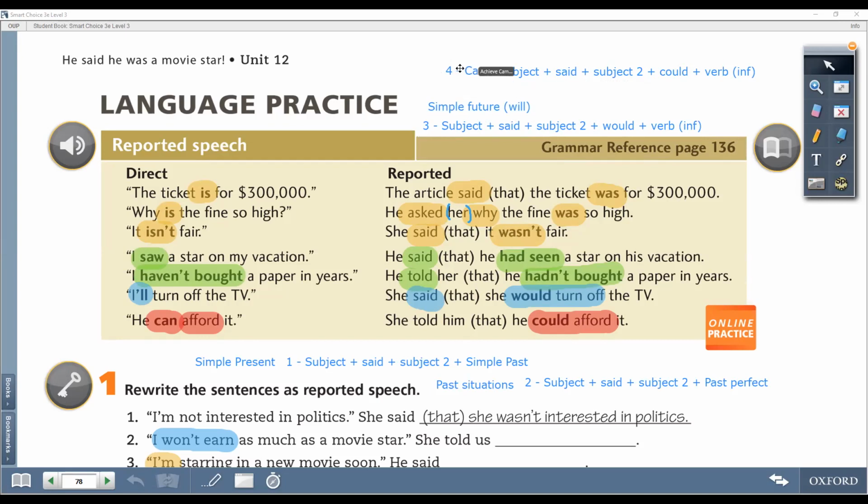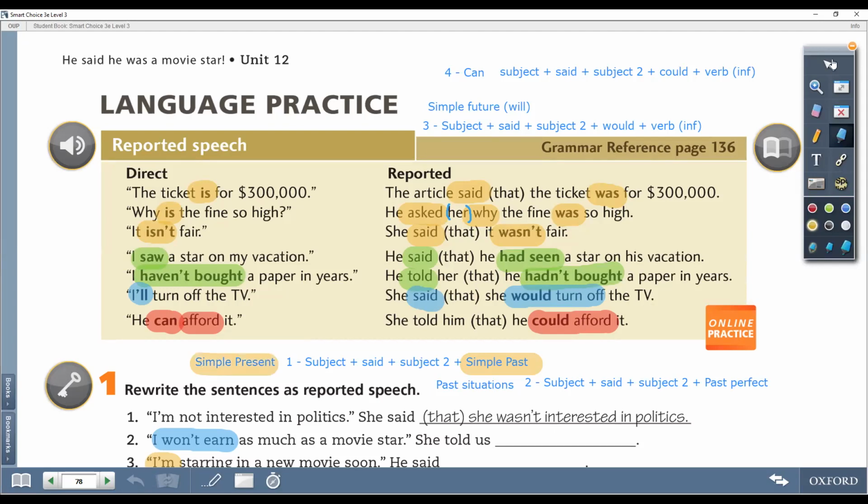So when I report what somebody said using can, I need to change for could. Okay? So let's review the rules again. Rule number 1, a sentence in the simple present. Let me just highlight here for you to see. Subject, then said, then subject to, then simple past. Okay, guys. So let me just erase this one. Okay. So simple present becomes simple past. Beautiful.